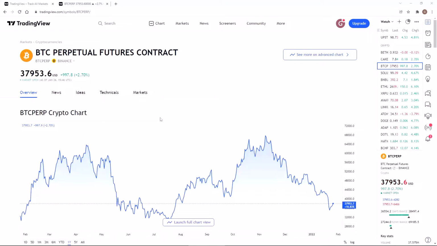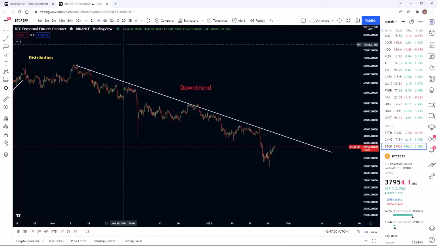Today we'll be discussing part 2 of the Trading for Beginners series. Today we're going to be talking about uptrends, downtrends and different market phases. So let's just jump straight in. We're going to be looking at the BTC Bitcoin chart as an example. So let's jump into it.